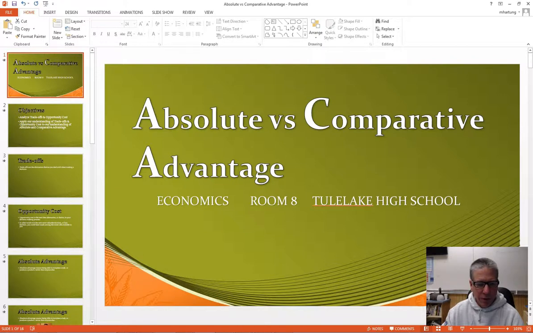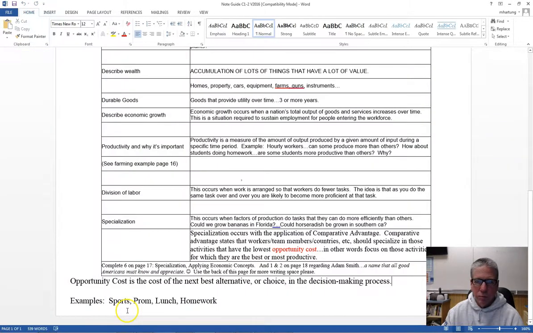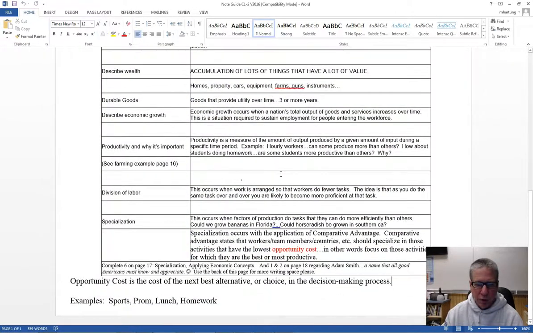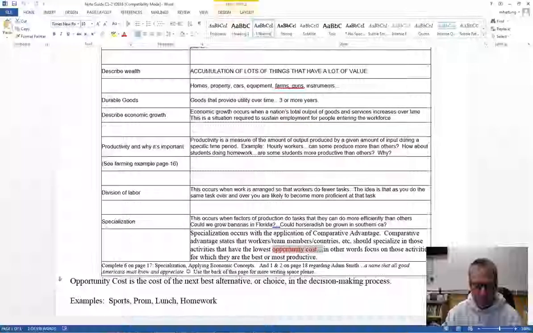So it's going to help us out with some of these Chapter 1 concepts, and most of these are located down at the bottom of your note guide for Chapter 1-2. And so we're going to take a look at specialization and then use that to help us understand comparative and absolute advantage. And we'll also take a look at opportunity cost. So let's get started here.